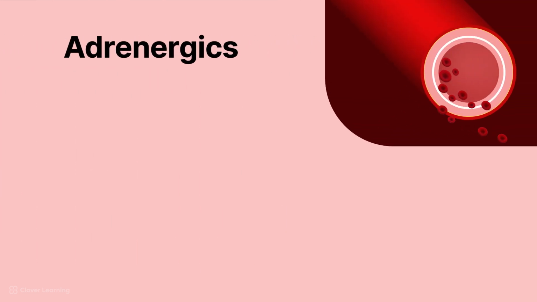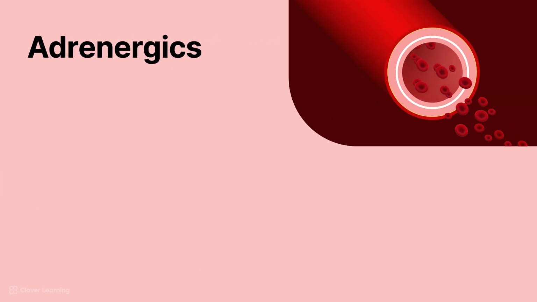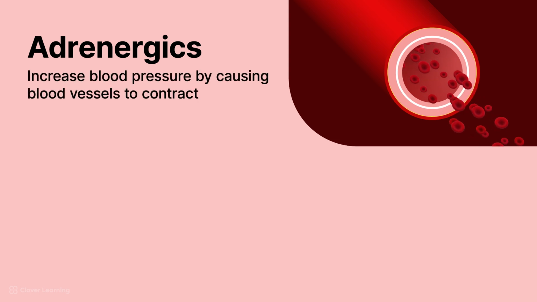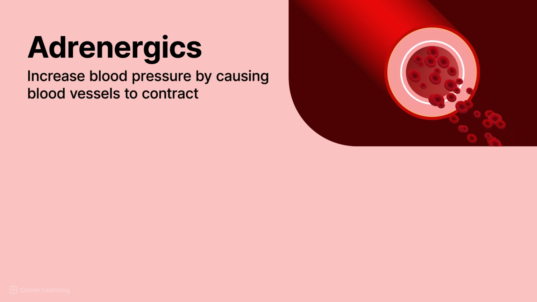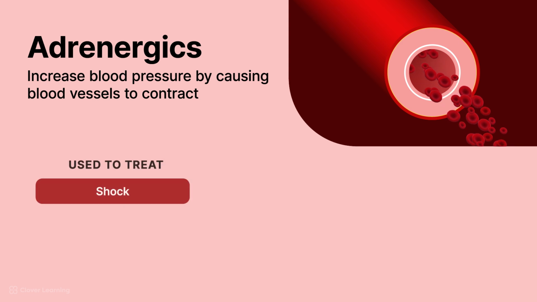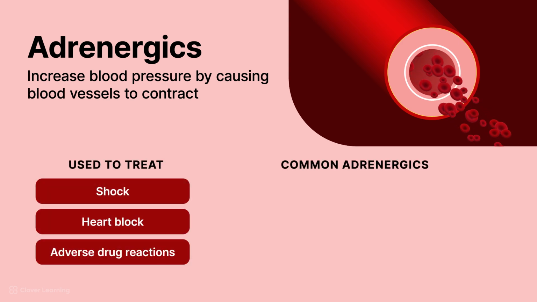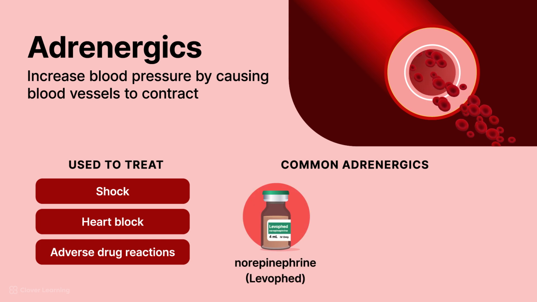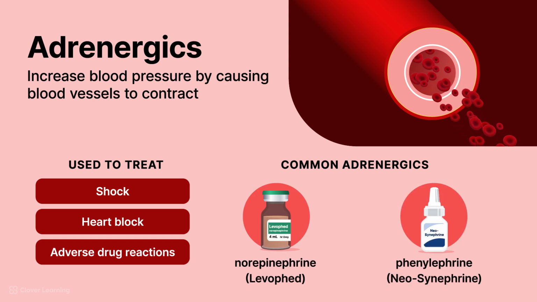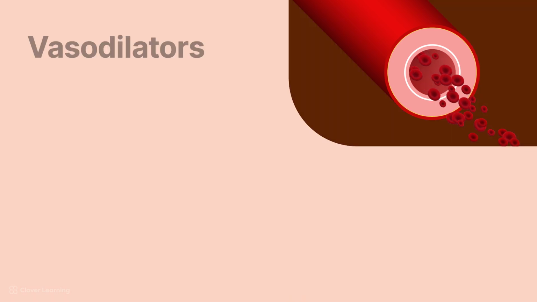A number of cardiovascular drugs regulate blood pressure. Adrenergics increase blood pressure by causing the blood vessels to contract. Adrenergics are used to treat shock, heart block, and adverse drug reactions. Common examples of adrenergics are norepinephrine, marketed as Levophed, and phenylephrine, marketed as Neo-Synephrine.